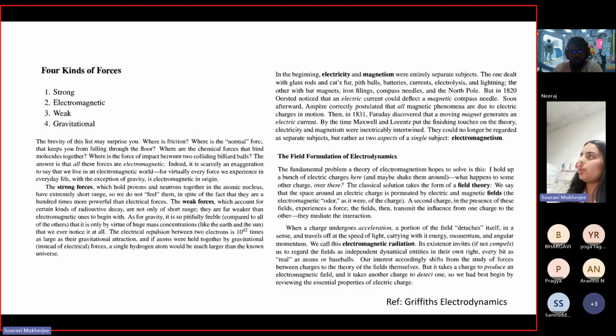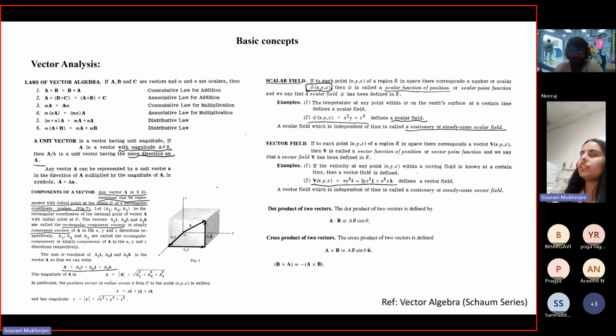And for that, an important aspect would be vector algebra. The very basic concepts of vector algebra are very well-known relations. We all know about them. Okay.